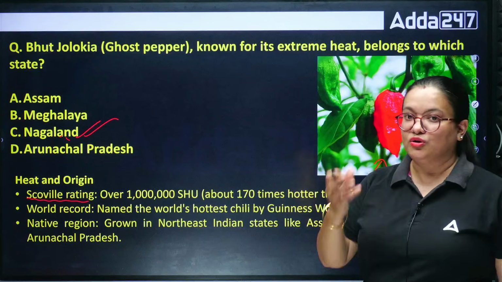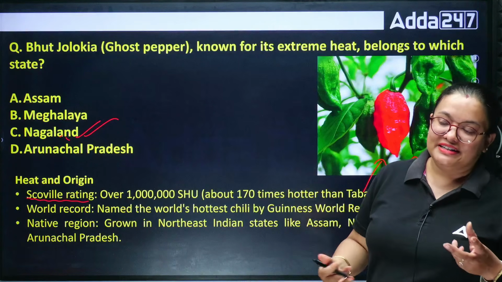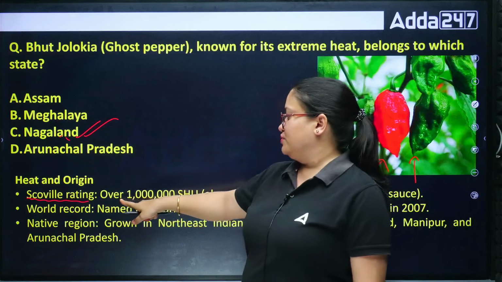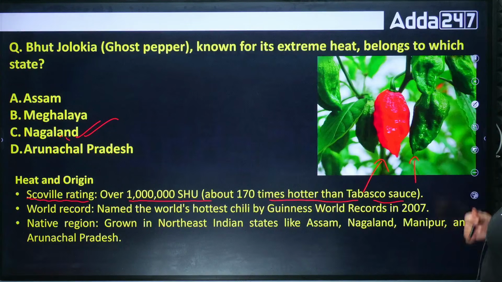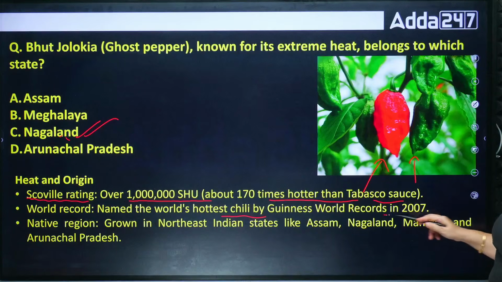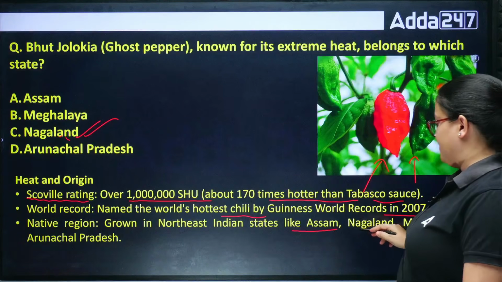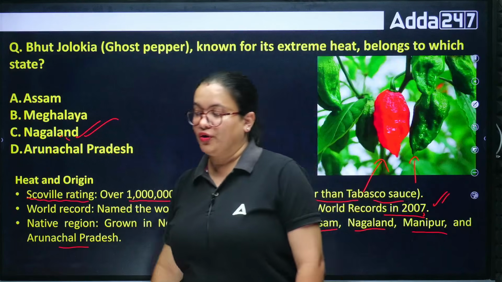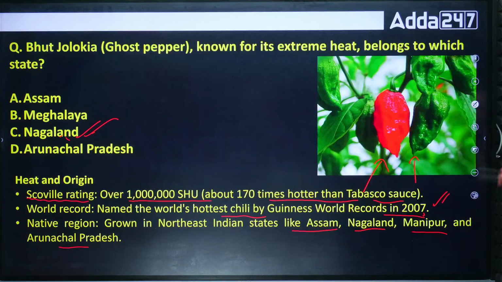However, when we rate the range of fire, or how much heat it has, it is around 1 lakh Scoville units, about 170 times hotter than Tabasco sauce, and it was also given the hottest chili title by the Guinness World Records in the year 2007. This may also be asked. Mostly these are grown in northeastern states like Assam, Nagaland, Manipur and Arunachal Pradesh. Mostly it is known as Naga chili, so we say it belongs to Nagaland.